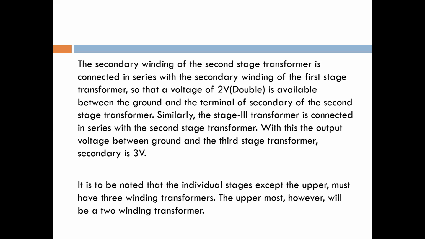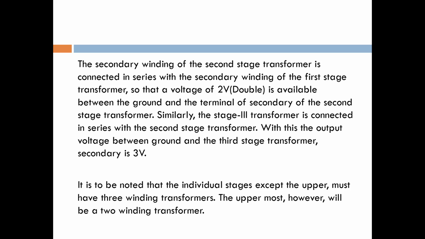Then what will be the available voltage? A voltage of 2V is available between the ground and the terminal of the secondary winding of the second stage transformer.